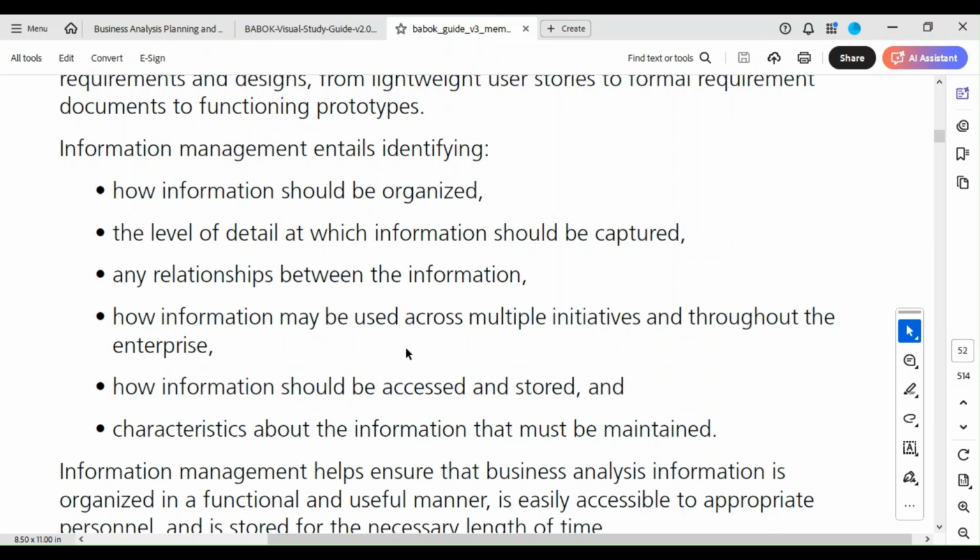Information management entails identifying what and what. If you want to manage your information, this includes how information should be organized. How do you want to put your information together? The level of detail at which information should be captured, to what level. Some would say, oh, we need to capture it at a high level, then meet later on and break it down. Some will say, let's capture this at a low level at this point, the nitty gritty. Okay, any relationship between the information?